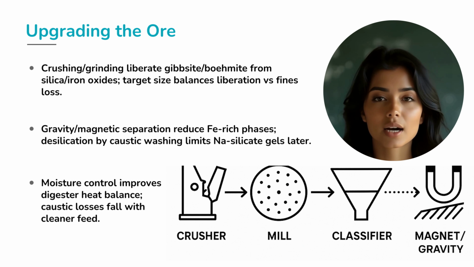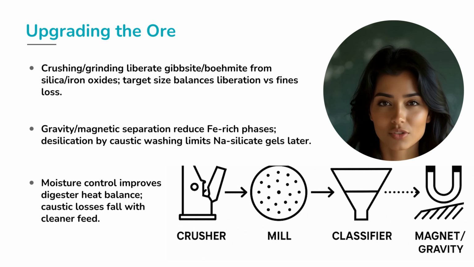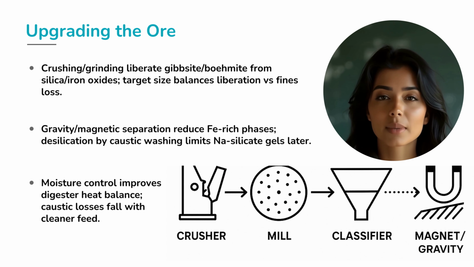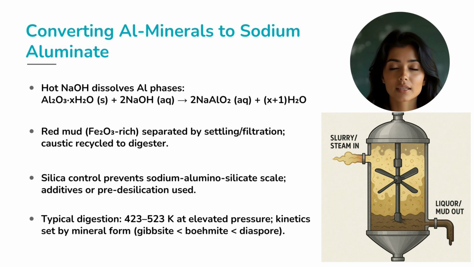To handle silica, we sometimes use caustic washing so that troublesome sodium aluminosilicate gels don't form later. By cleaning up at this stage, we save expensive chemicals downstream and reduce the volume of red mud waste. This is why metallurgists say, better feed, better yield. Now comes the chemical cooking.